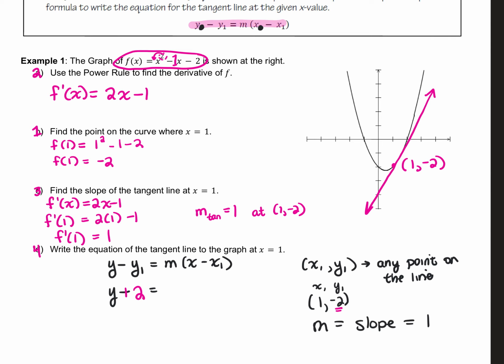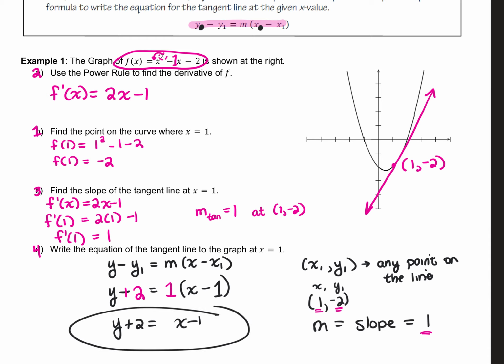equals m, which I said is 1, times x minus x1, and that is just the x coordinate of the point. So 1 minus 1, or x minus 1. I can simplify this a little bit and just make it y plus 2 equals x minus 1. You can get rid of the 1. You could even get rid of the parentheses here if you wanted to and just make it this. I would accept really any of those as a variation.